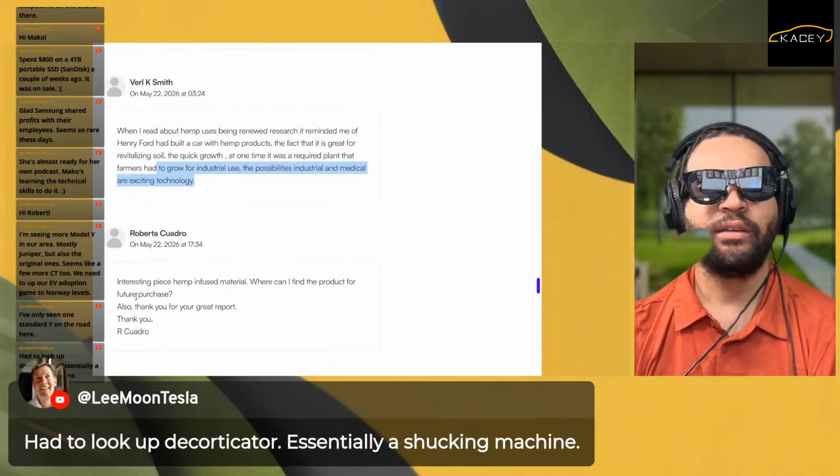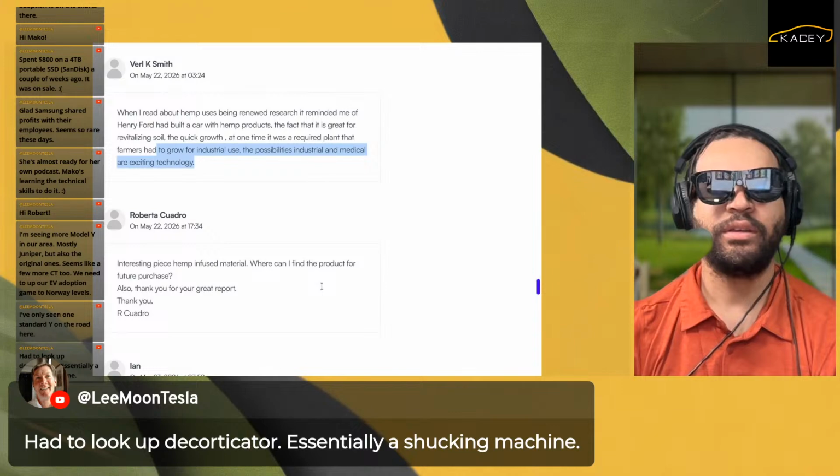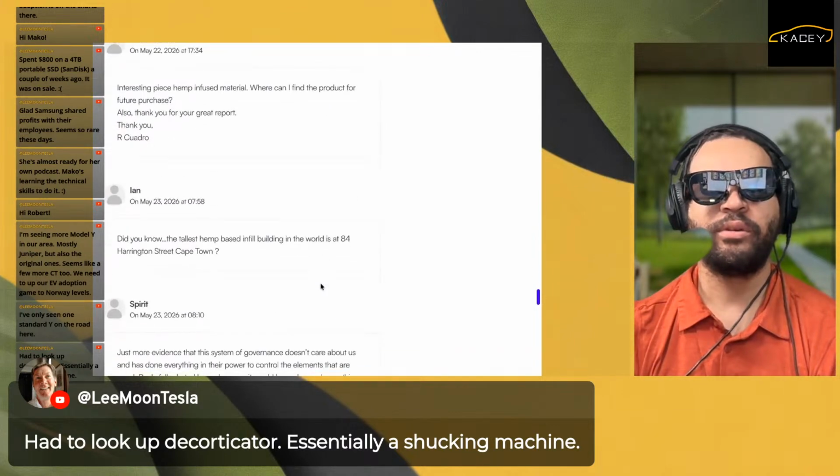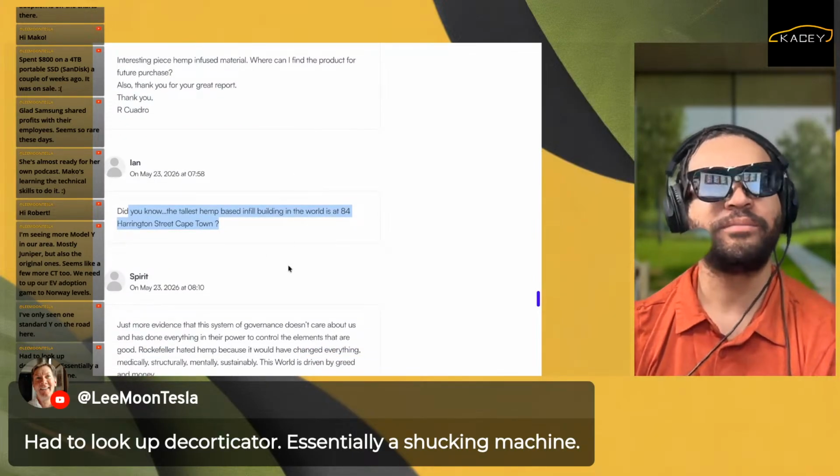And interesting piece, hemp-infused material. Where can I find the product for future purchase? Also, thank you for your great report. Did you know the tallest hemp-based infill building in the world is 84 Harrington Street in Cape Town? I did not know that.